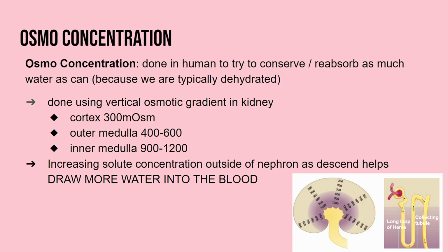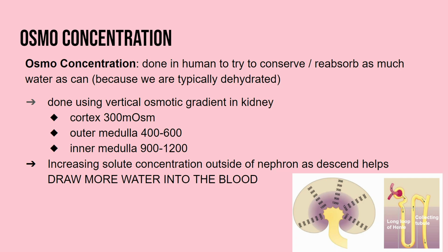So now we're going to start talking about osmoconcentration. This is done in humans to try to conserve or reabsorb as much water as you can because we're typically dehydrated. And this is done with a vertical osmotic gradient in the kidney. So, as you can see at the bottom of the screen, I'm going to blow that up in a second. As the nephron gets deeper into the medulla of the kidney, the concentration of solute just increases, which helps draw more water out of the urine into the blood.